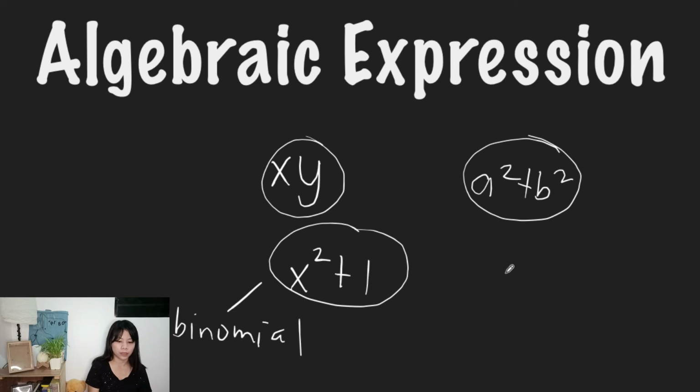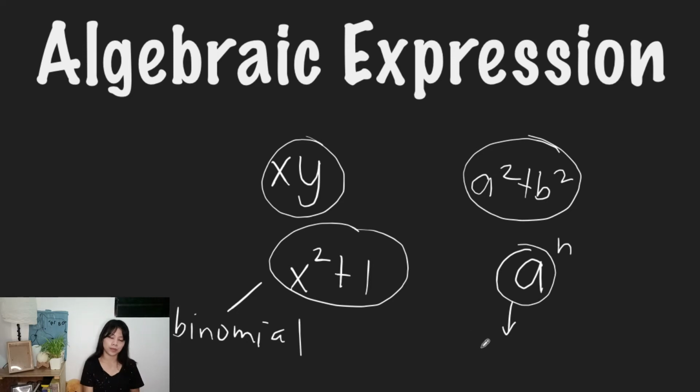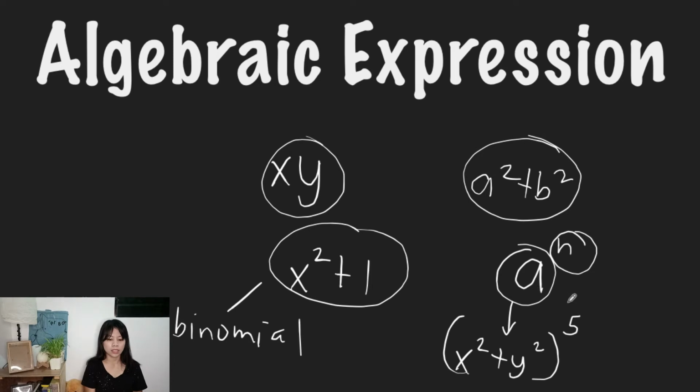For example, di ba we have a raised to n. So, ito yung base mo. Pwede natin siyang palitan ng mga algebraic expressions like x squared plus y squared. Then, ano yung exponent mo? For example, we have 5. Ayan. So, this is an algebraic expression in exponential form raised to an exponent. So, x squared plus y squared raised to 5.